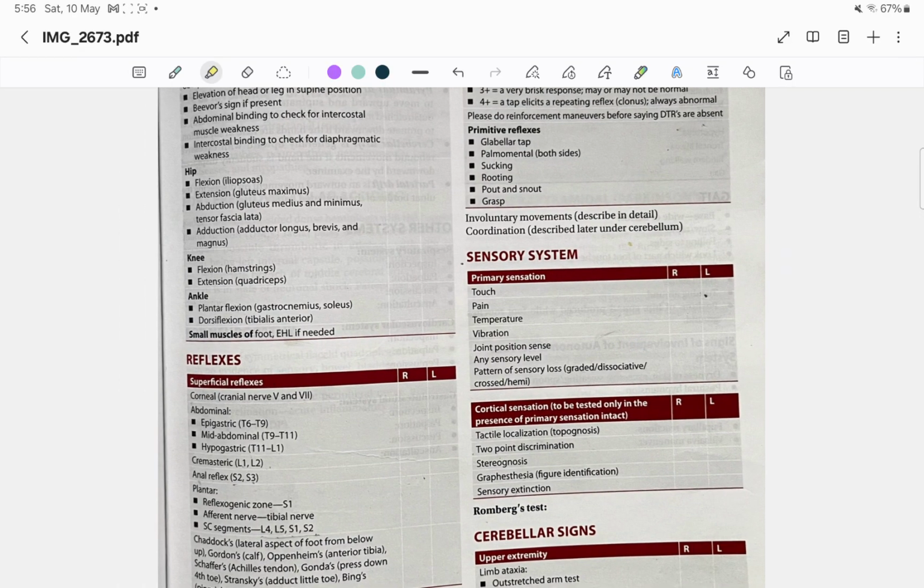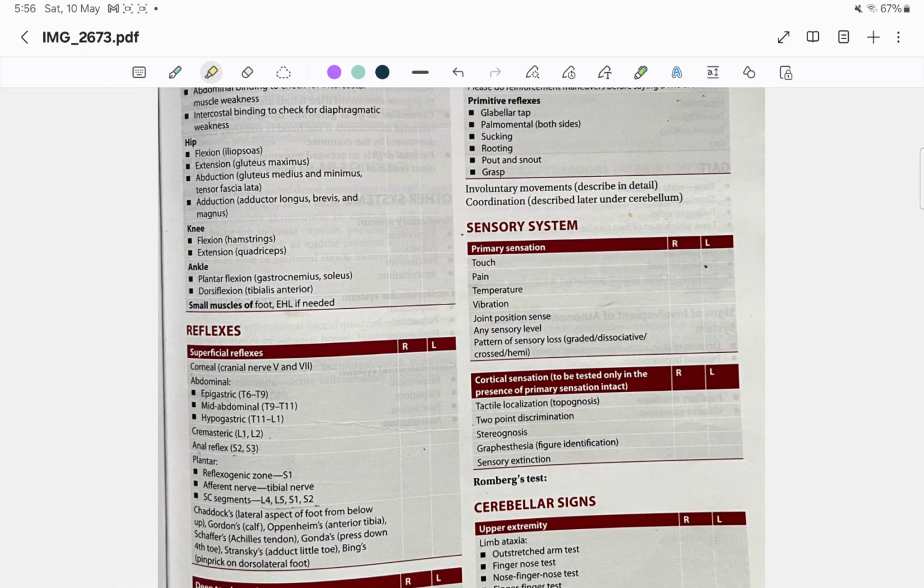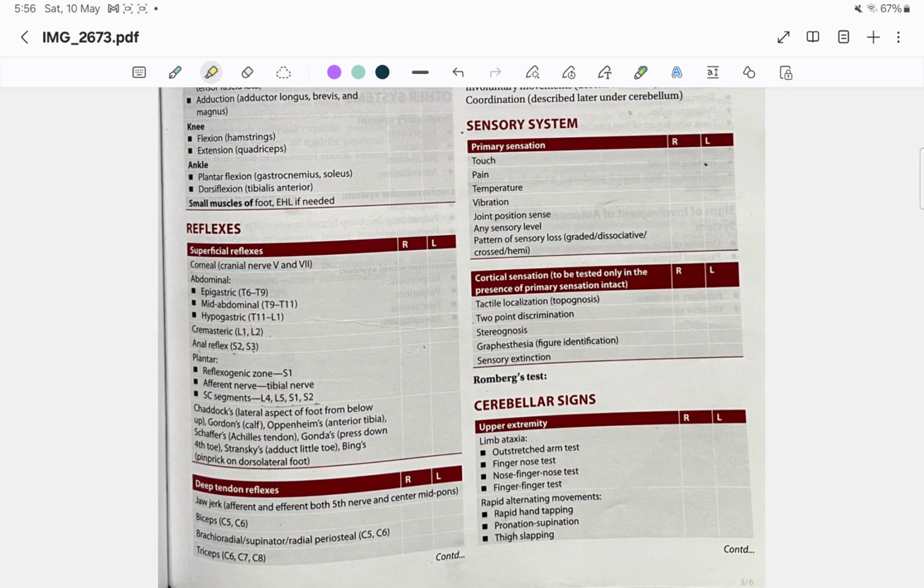So next is sensory. Sensory means touch, pain, temperature. There are two things: primary sensation and cortical sensation. Cortical sensations are very fine sensations, for example tactile localization and 2-point discrimination. If these are lost, it means the posterior column of the spinal cord is affected. Mostly the sensory system is a function to assess the spinal cord.